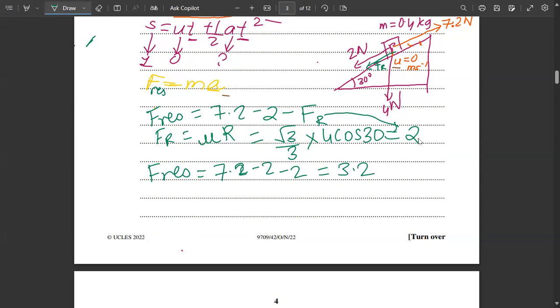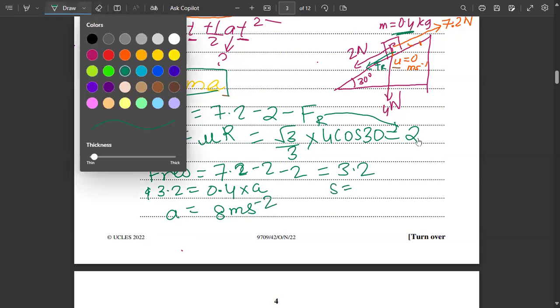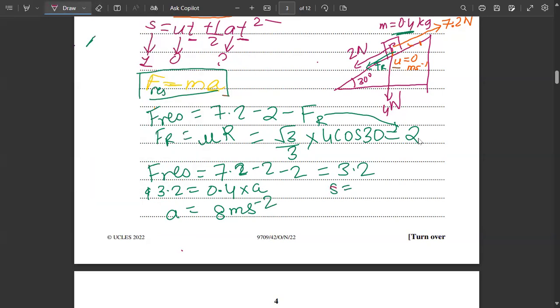And then let's go to this equation. F resultant equals ma. So F resultant is 3.2, which will be equal to m, which is 0.4, into a. So by that we can find a. The value of a will be 8 meters per second square. And using that, we can use the equation s equals ut plus half at square.